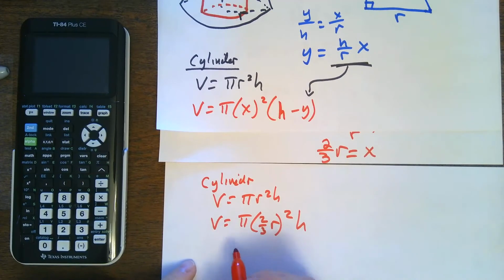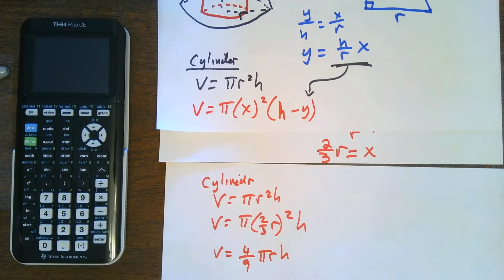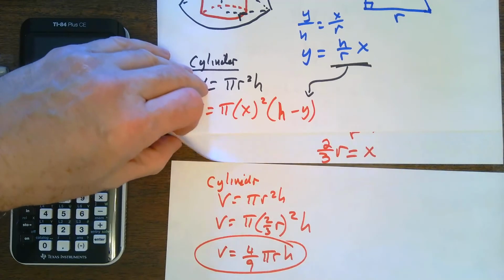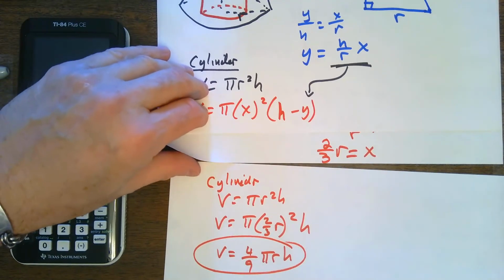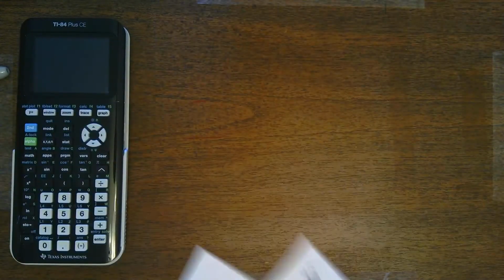So if I simplify this, the volume is going to be 2 squared, which is 4/9 pi r h. Yeah, I think there we go. I think that's going to be what we want. I think that's going to give me my answer there. Am I missing something? All right.